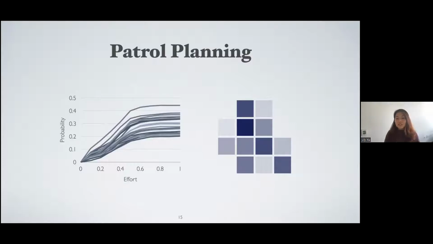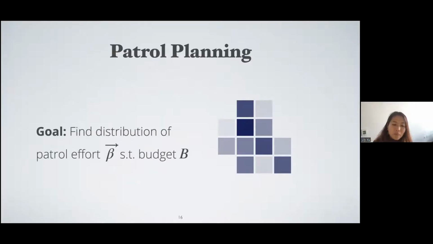So we don't want to just pick one area and use our maximum patrol effort there. We have to trade off and make sure that we're allocating our efforts throughout the park in a strategic way, such that we're maximizing our likelihood of finding snares. So our objective here is to find some distribution of patrol effort, beta, which is a vector, subject to a budget constraint. And we think of this budget constraint as the number of resources that we have in a given time period, such as 40 hours of ranger patrol in a given week that we can allocate.